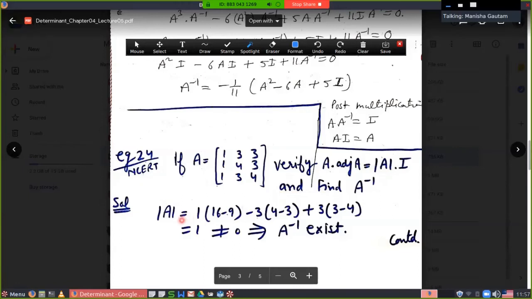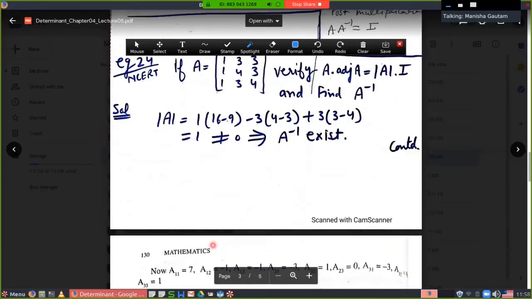First of all, you have to check what the determinant value is. Take 1, delete the first row, first column, you will get 4 fours are 16 minus 9. For minus 3, delete the second column, first row: 4 minus 3. And for 3, delete the third column and first row, what you will get: 3 minus 4. Here I have written it. Simplify it, you will get 1, and 1 is not equal to 0. It means A inverse exists. What does 1 not equal to 0 mean? It means the matrix is a non-singular matrix. If the matrix is non-singular, only then can you find the inverse of the matrix.